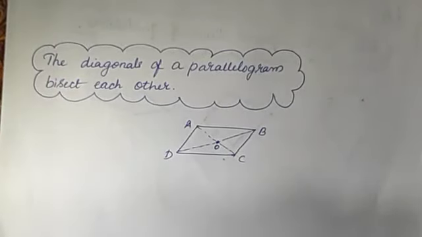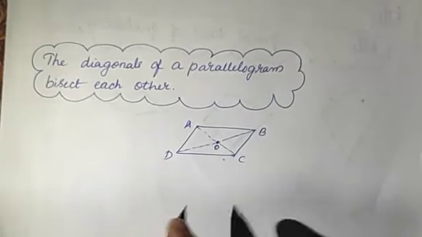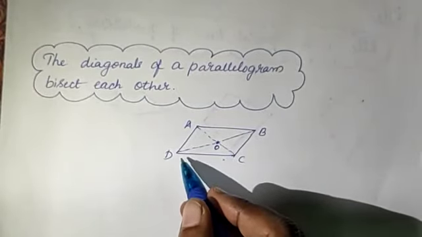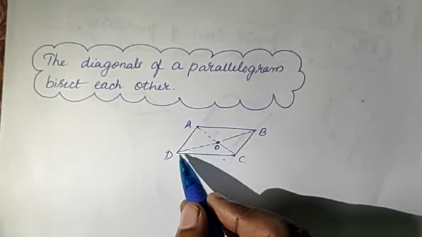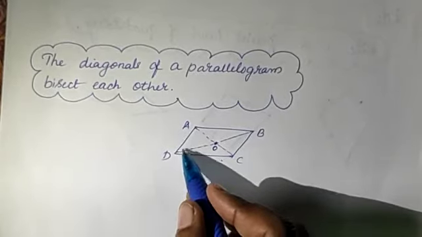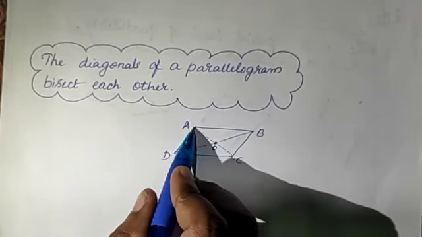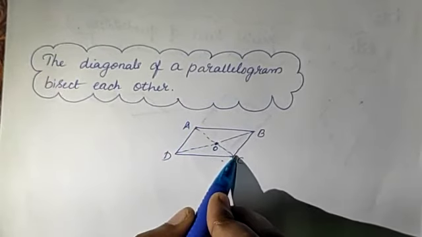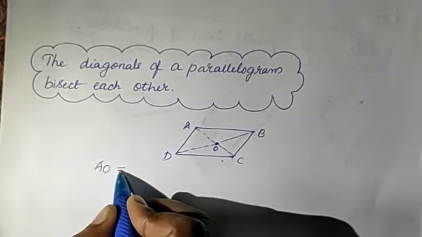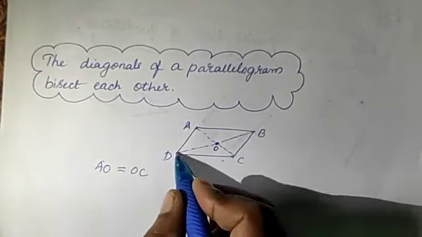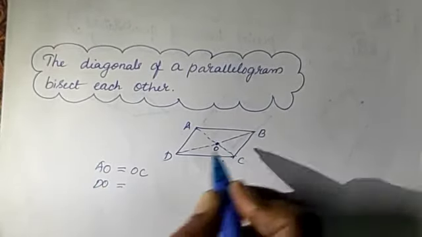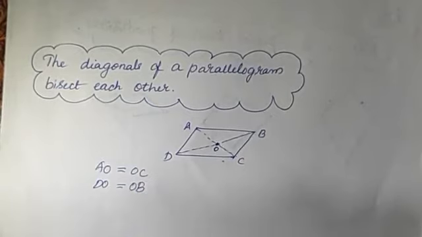Another property of parallelogram is the diagonals of a parallelogram bisect each other. Okay, see here, this is a parallelogram. The diagonals are AC and BD. These are the diagonals. They will bisect each other. That means from this diagonal AC, AO is equal to OC. And from this diagonal BD, DO is equal to OB. This is the diagonals of a parallelogram bisect each other.